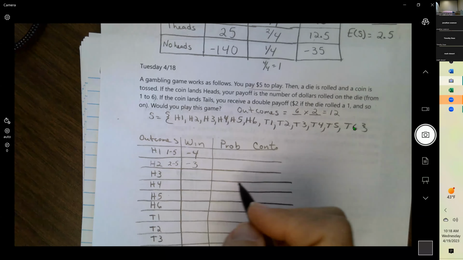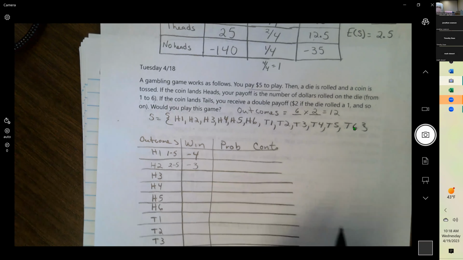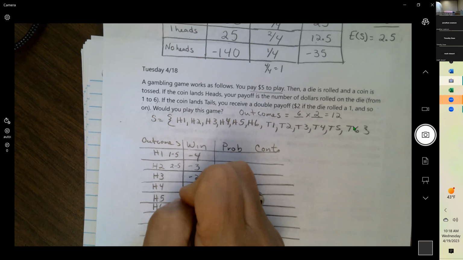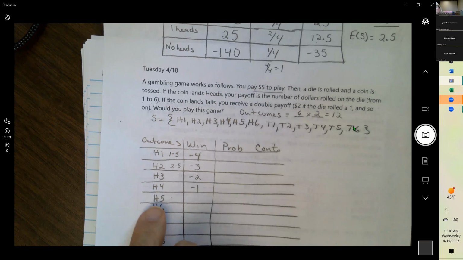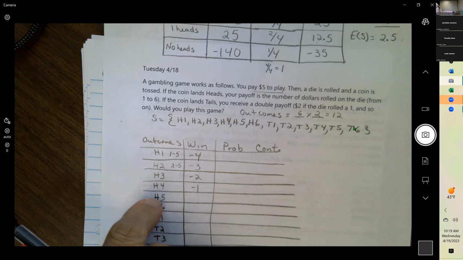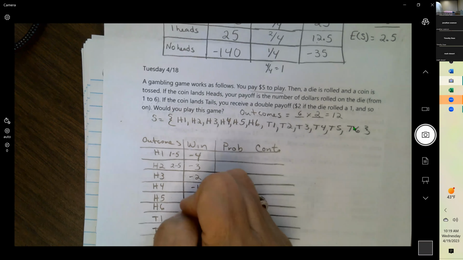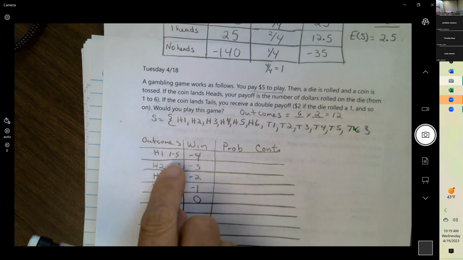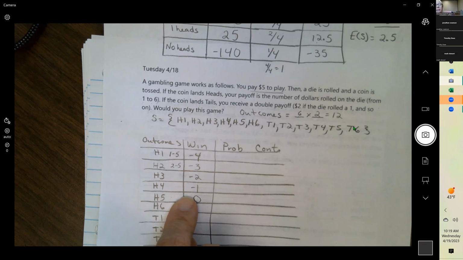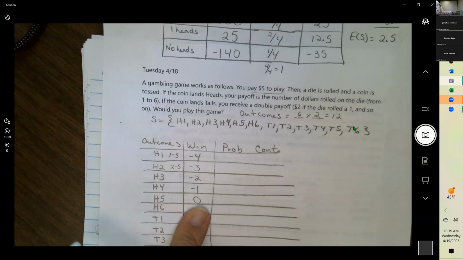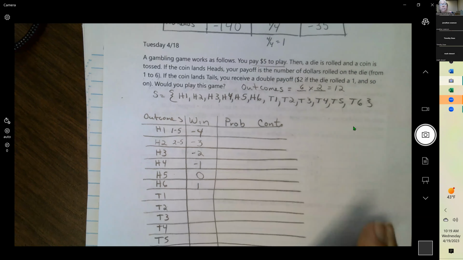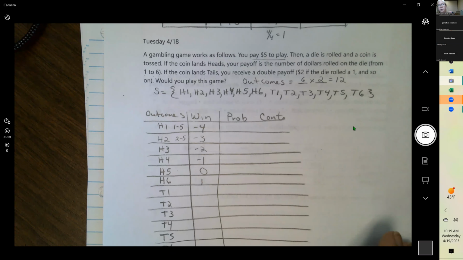Okay, so then it would continue. Heads 3 would be a -2. 4 would be a -1. Now here, we're paying 5 and we're getting 5. So we're at 0. At least we broke even. We didn't lose any money, didn't win anything, but we didn't lose. So all these first 4, we lose money on. This one, we break even. And this one, 6 minus 5, we win $1. Any questions so far?